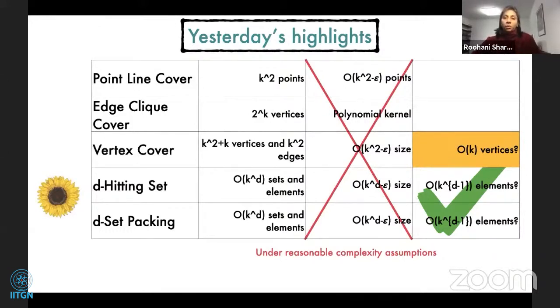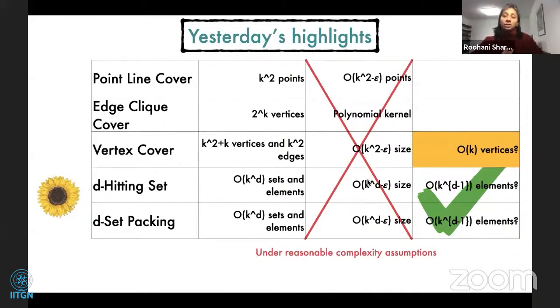And I left one question yesterday about the vertex cover problem. We saw a kernel of vertex cover which has order k squared vertices and order k squared edges. I also said, and Peter in the last talk yesterday reiterated, that vertex cover cannot be compressed to an instance where the bit size is order k to the power 2 minus epsilon. So you cannot improve the quadratic dependence as far as shrinking of the bit size is concerned.